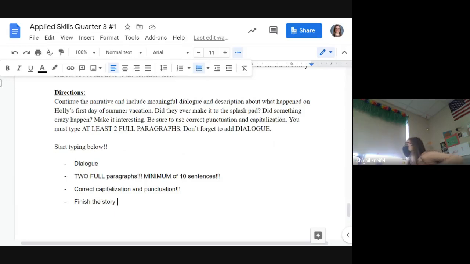So if we were to actually write this, it would be important to add dialogue, have at least two full paragraphs, which is a minimum of 10 sentences, have correct punctuation and capitalization, and of course, finish the story, meaning staying with the prompt. Those are the four main things you would need to have if you were assigned something like this. Are there any questions?